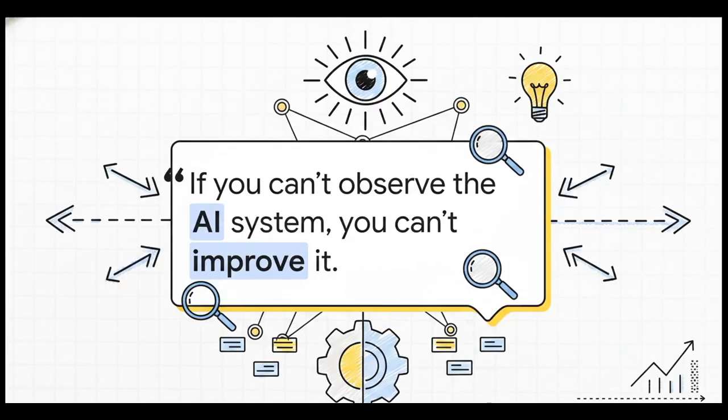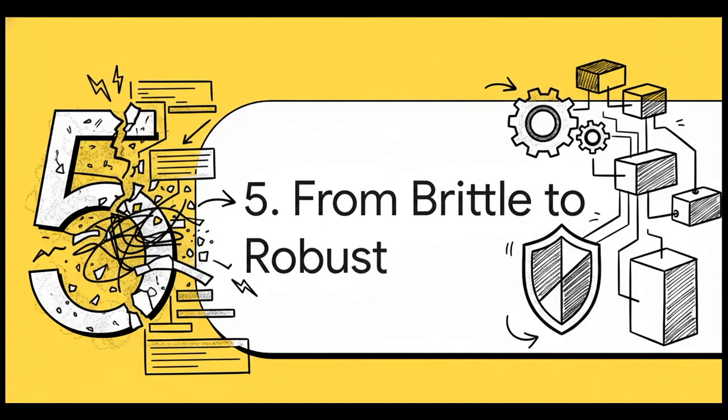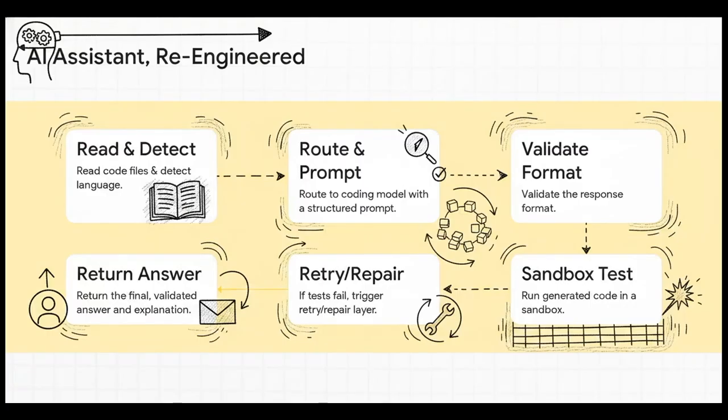And that last layer is so important. Because if you can't see the prompts, if you don't know how the model is responding or why it's failing, you're flying completely blind. You just can't fix what you can't see. Observability is absolutely fundamental. So let's put this all together now. How does this whole harness concept transform that brittle coding assistant from our story into a system that's actually ready for production? Okay, let's go back to our AI assistant, but this time it's been re-engineered.